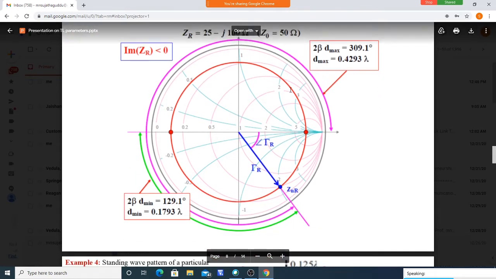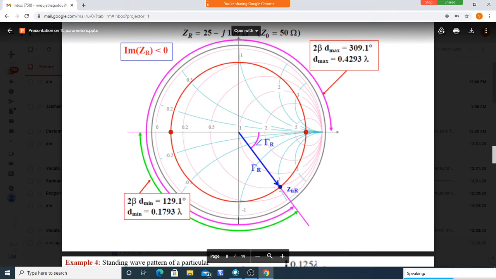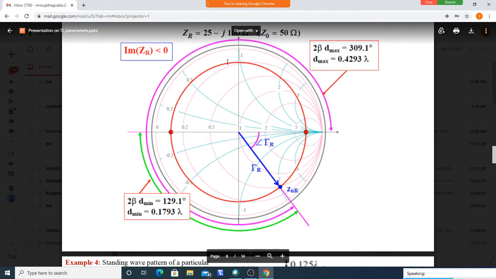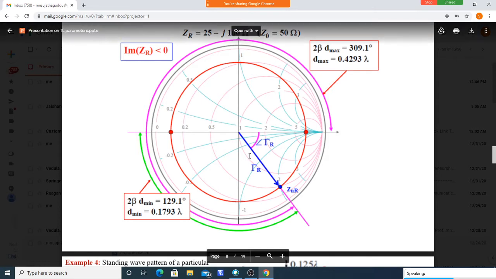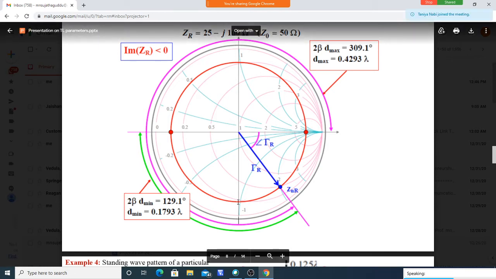Next, to find the distance of minima or maxima, what you have to do? You should draw the VSWR circle. Take this as a radius, from here to here as a radius, and draw the circle. This is the VSWR circle. Don't confuse it with the resistance and conductance circles. See, the red color one. It is drawn by taking the radius from the center of the Smith chart to the load point and drawing the circle. That is called the VSWR circle. Okay, we have drawn the VSWR circle.